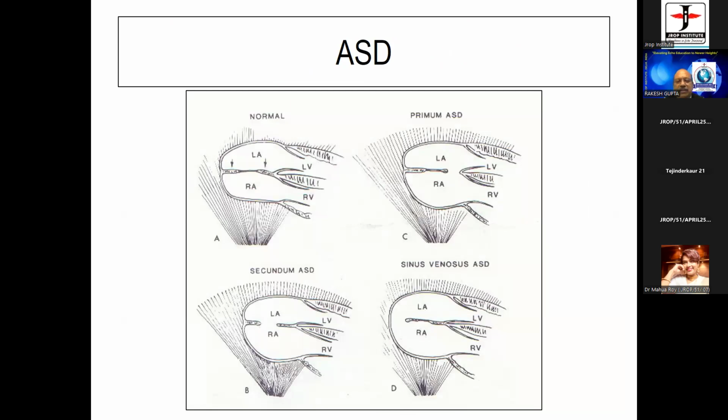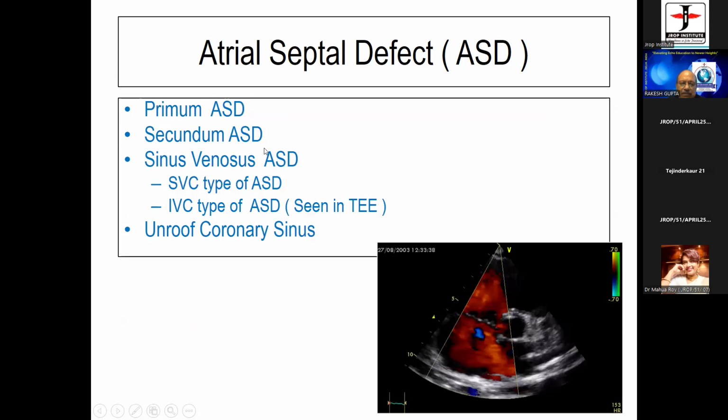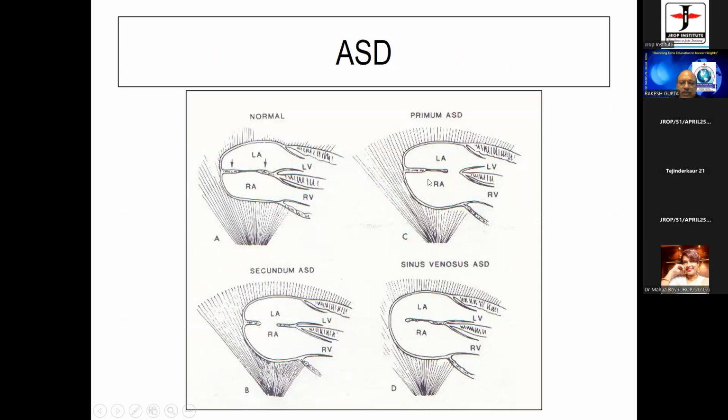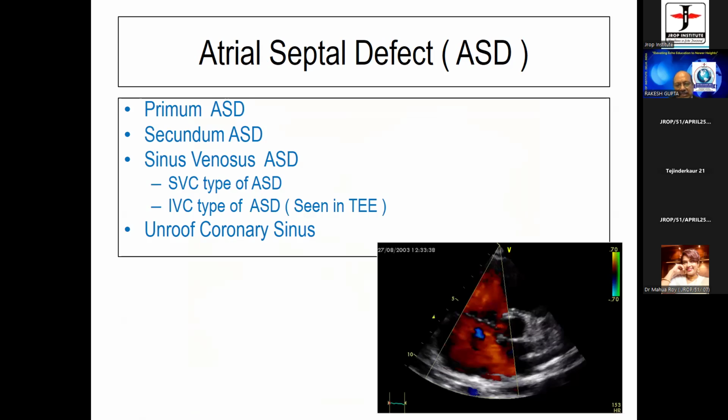What is an atrial septal defect? It is a defect present in the fossa ovalis region, that is secundum ASD. If it is present closer to the atrioventricular valve, it is known as primum ASD. If it is present towards the sinuses, it is known as sinus venosus ASD. Sinus venosus ASD could be on the side of the SVC or IVC, which we cannot see over here, so that needs a transesophageal echo. And there is one more variety known as unroofed coronary sinus.